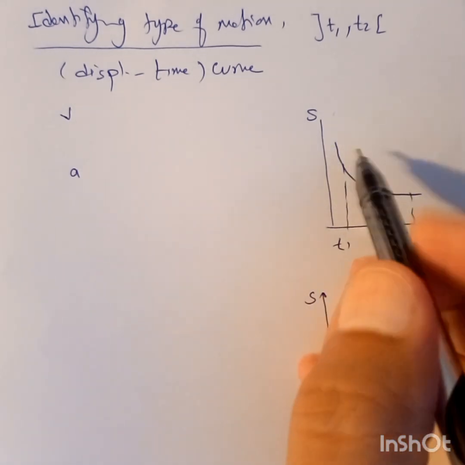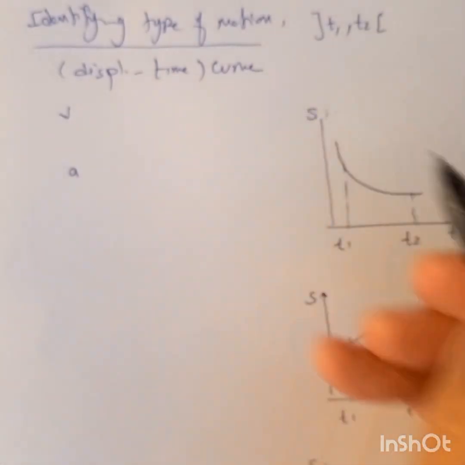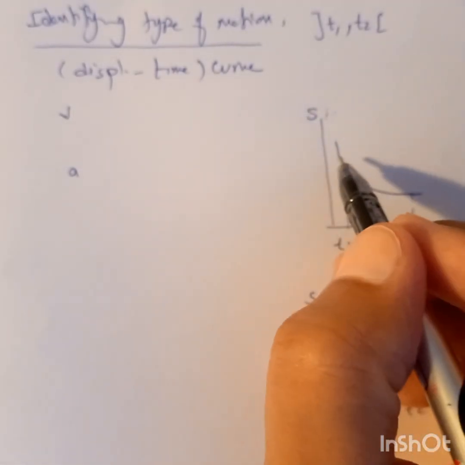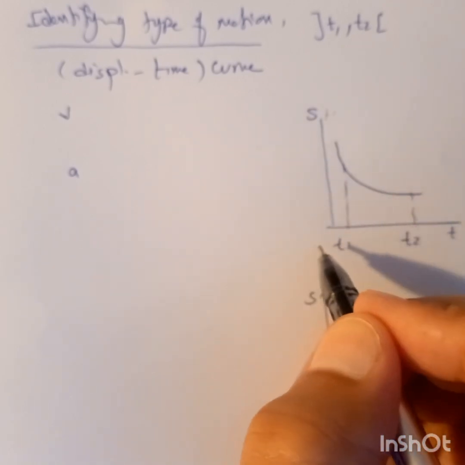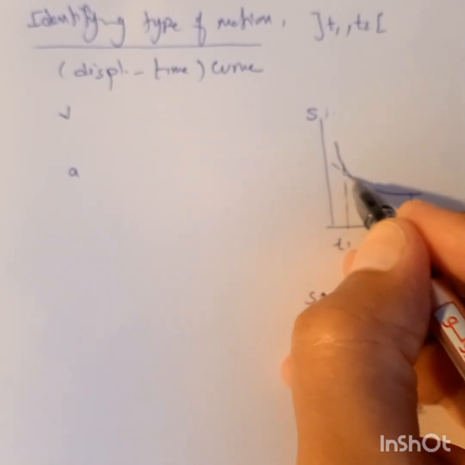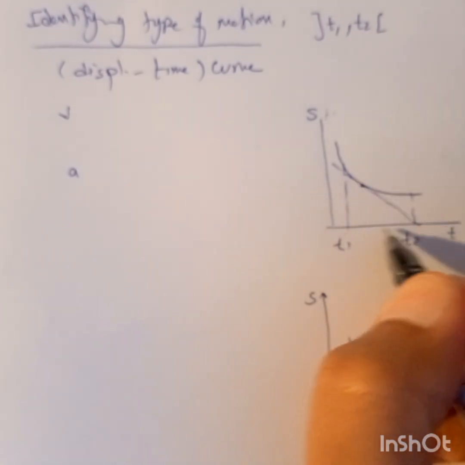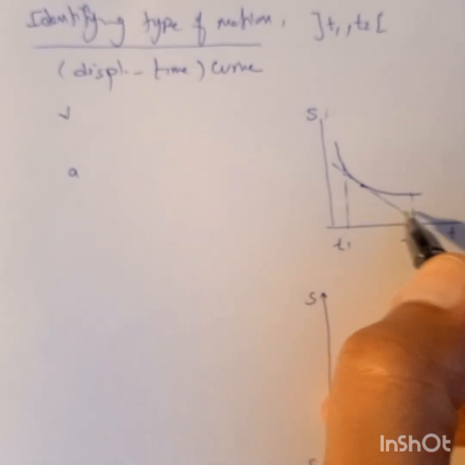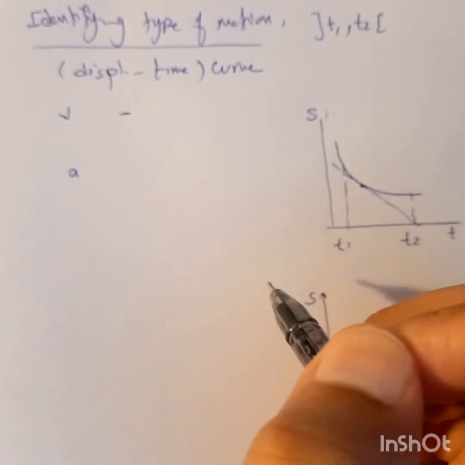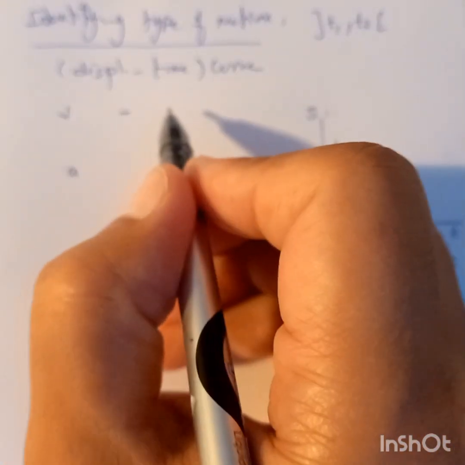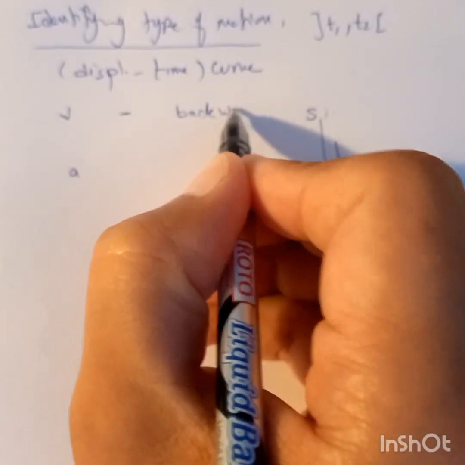First, for this curve you have to take care that the x and y axes here are displacement and time. Velocity here is the tangent of this curve at any moment between t1 and t2, and it's clear that if you draw this tangent, then the angle made by this tangent with the positive x-axis is obtuse. Then v is negative in this case, so the motion is in the backward direction.